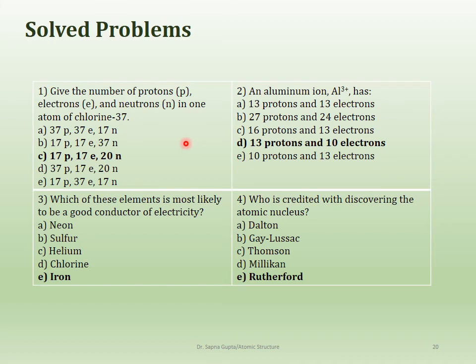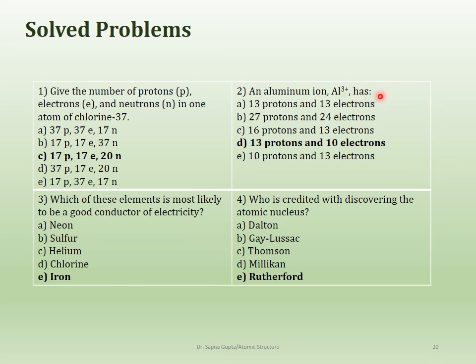In the next question, which is an aluminum ion, aluminum 3 plus has, and if you look at all the options here for you, are protons and electrons. Now remember, electrons and protons are equal in any atom because any neutral atom has to have equal number of charges. What 3 plus means over here is that you have excess of protons. So how many excess of protons? You have 3 excess protons over here because 3 electrons have been given away.